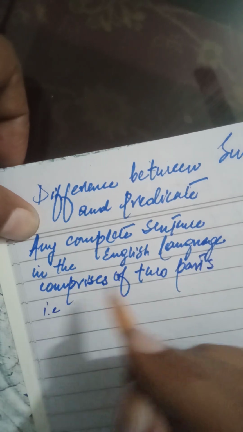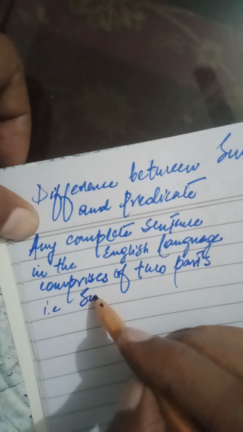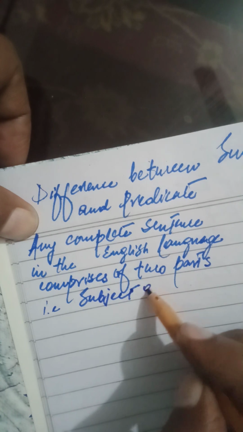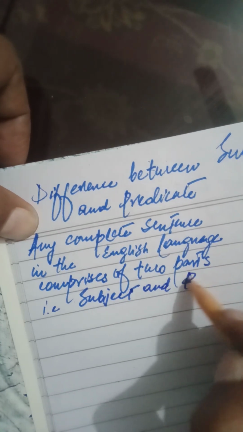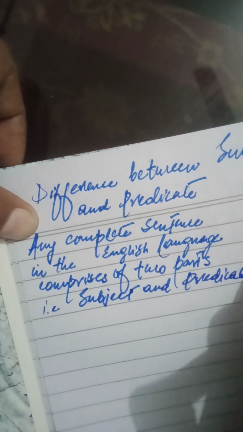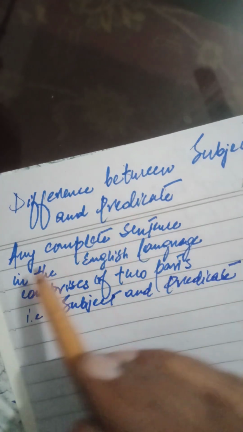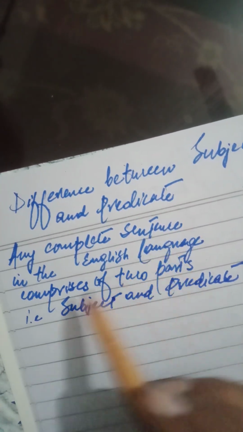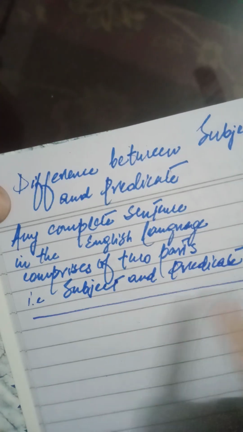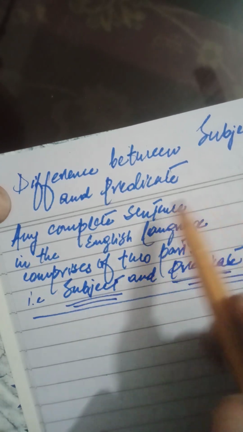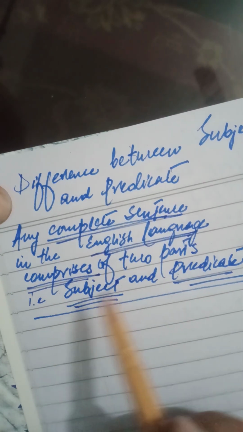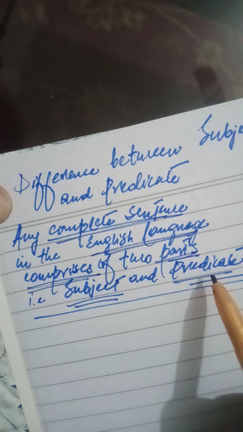That is to say, subject and predicate. So the difference between subject and predicate: any complete sentence in the English language comprises of two parts, subject and predicate.